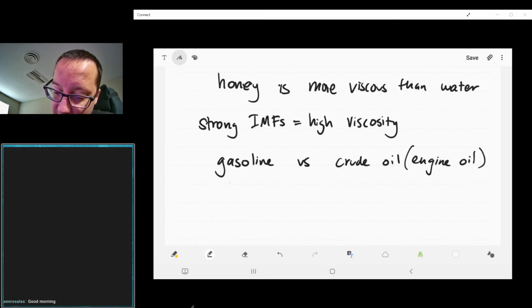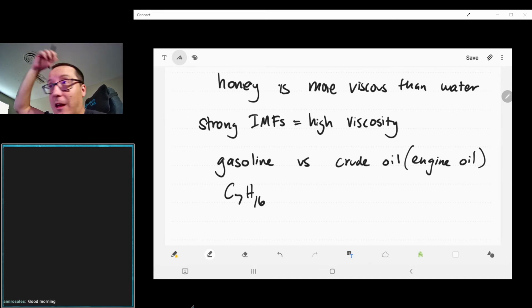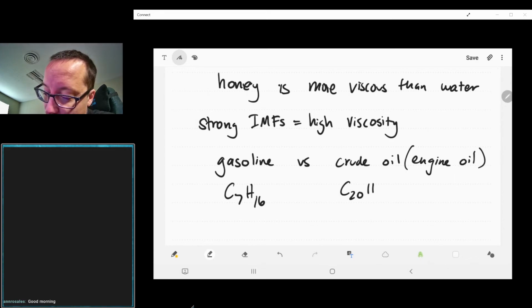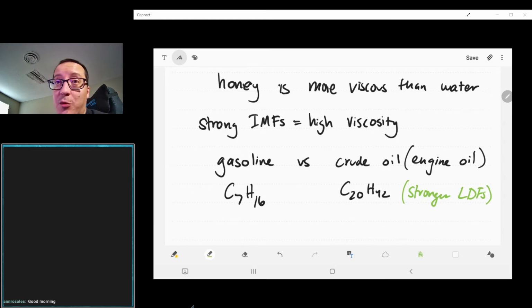Gasoline is going to be something around C7H16 or so, depending on heptanes and octanes in there. Oils tend to be more like C20H40 or something like that. And so you can see here that the bigger molecule would have stronger London dispersion forces. And so it's going to pour more slowly. Gasoline flows very quickly. We can pump it really, really quickly at the gas station. But oil pours pretty slowly.